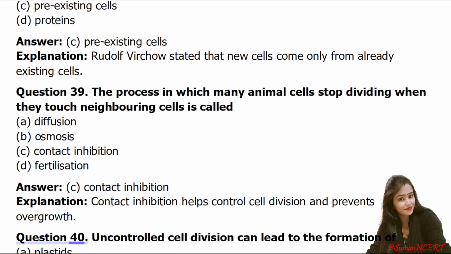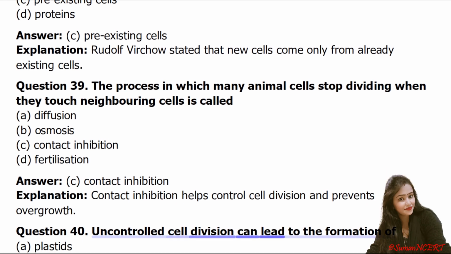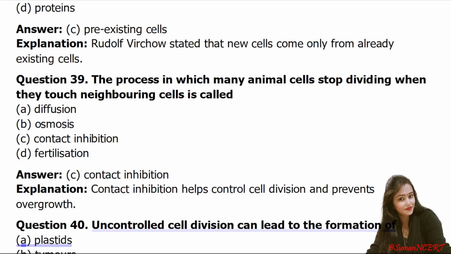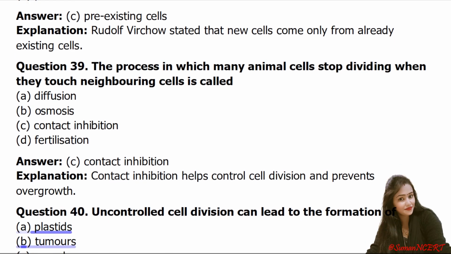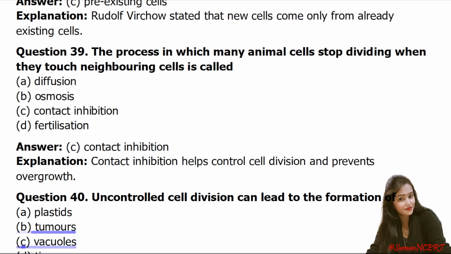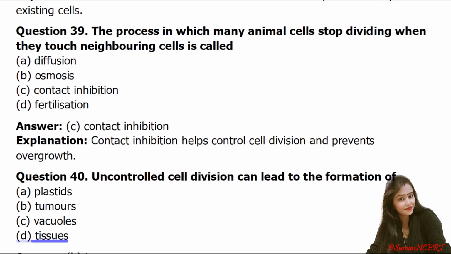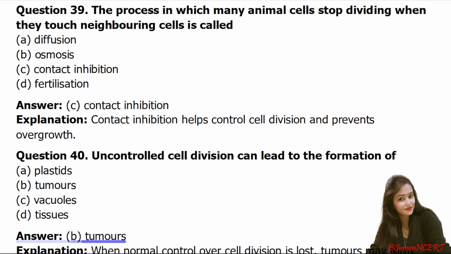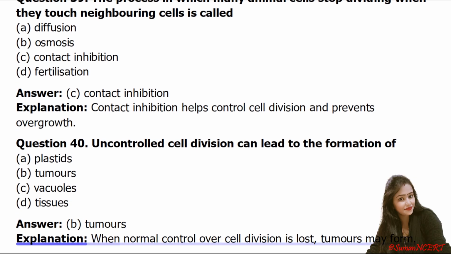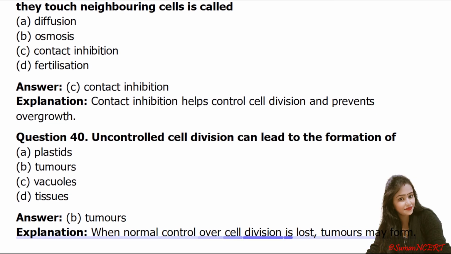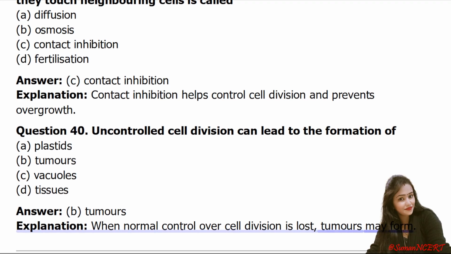Question 40. Uncontrolled cell division can lead to the formation of A. Plastids. B. Tumors. C. Vacuoles. D. Tissues. Answer: B. Tumors. Explanation: when normal control over cell division is lost, tumors may form.